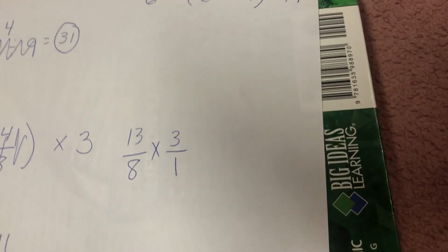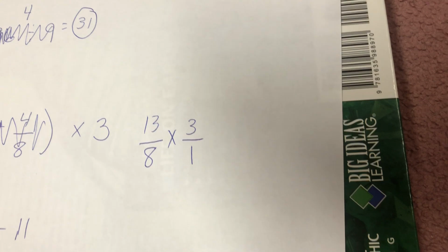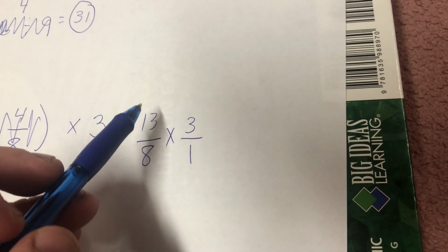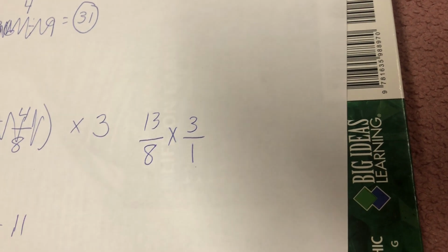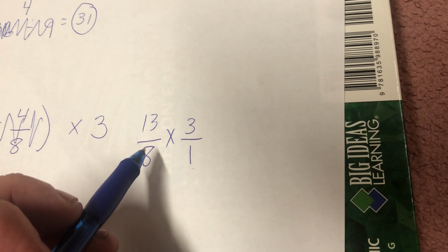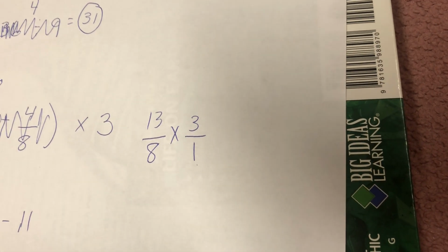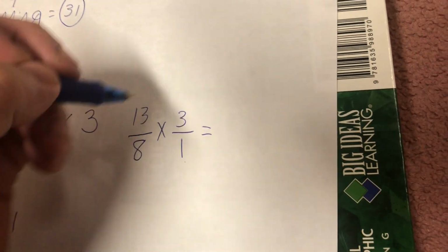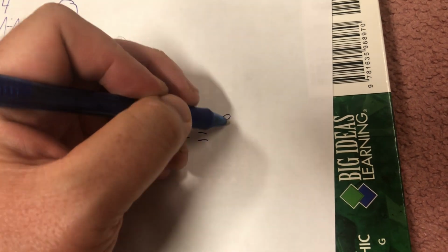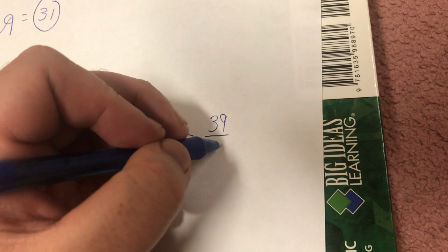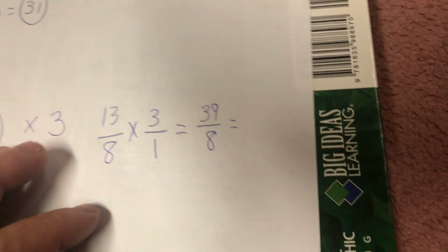Whenever I take a whole number and turn it into a fraction, I put it over 1. There's no cross-checking that can take place. No number besides 1 that can go into 13 or 1. No number besides 1 that can go into both 8 and 3. So I'm going to just go ahead and multiply 13 times 3. Well, that's 39. Then I'm going to do 8 times 1, and that's 8.